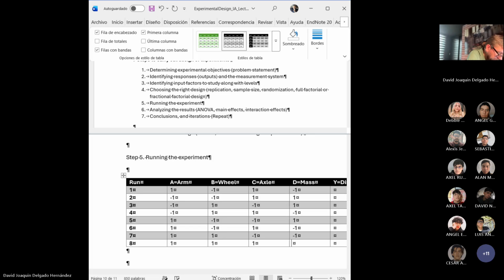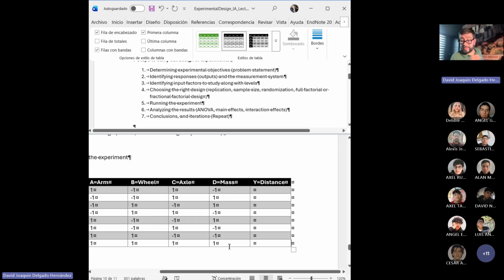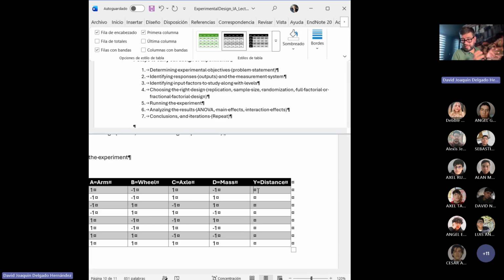Perfect. Okay, so this is the design for this factorial experiment. Let us now put the distance. Imagine that I already built these 8 different cars. I have 8 different mousetrap cars, and I record the distance in this table.